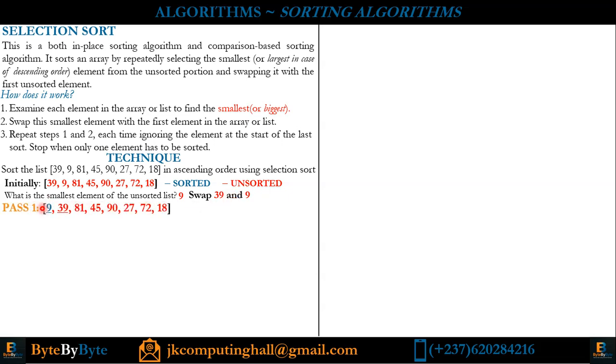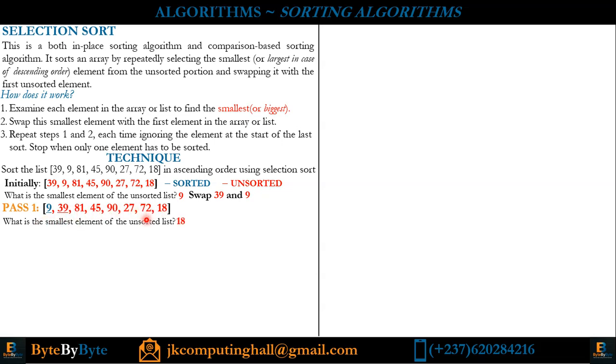This is what we have after the first pass. As you can see, this has been swapped and 9 is now blue, meaning that it is in the sorted list and it's in the right position. I underline this for you guys to know which elements were swapped, as you can see. Now, from the unsorted list, what is the smallest element from this list?